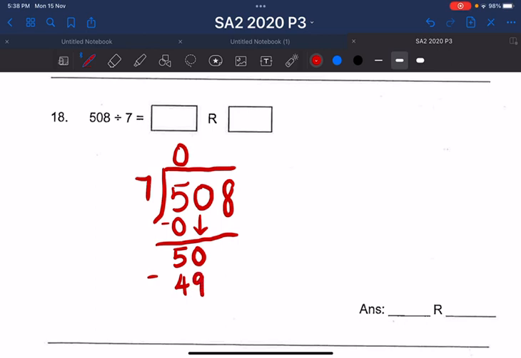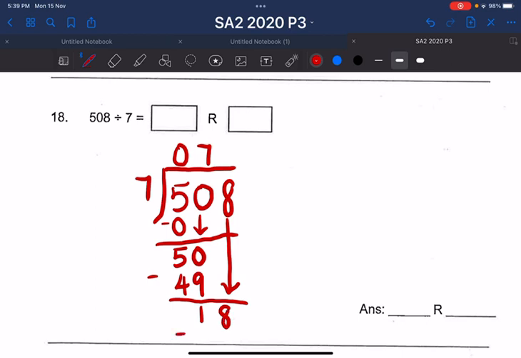7 times something will give me a 49. In this case, 7 times 7. So 7 times 7 is 49. I will have a remainder of 1. But the game has not ended. I will still need to bring down the 8, which will give me 18. Alright, I bring down the 8, it gives me 18.